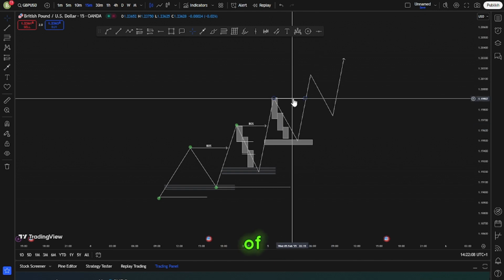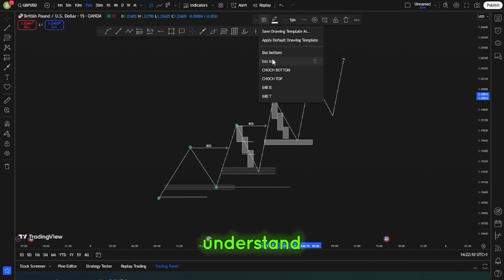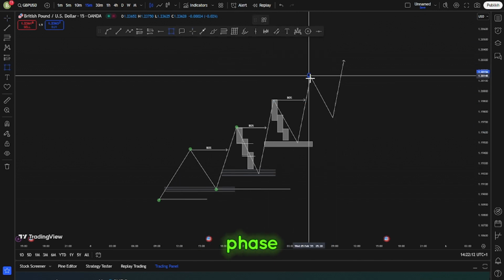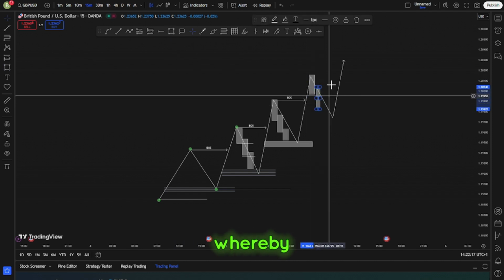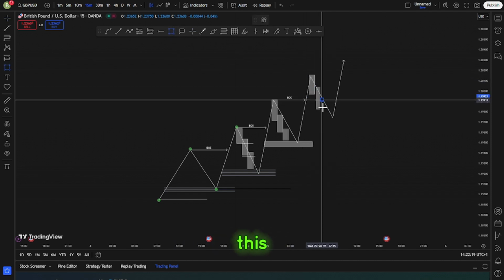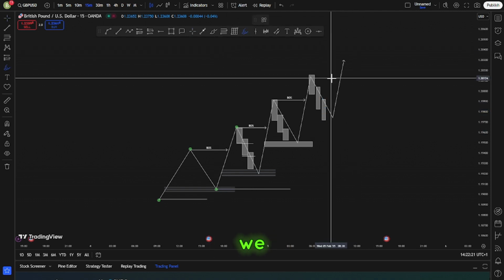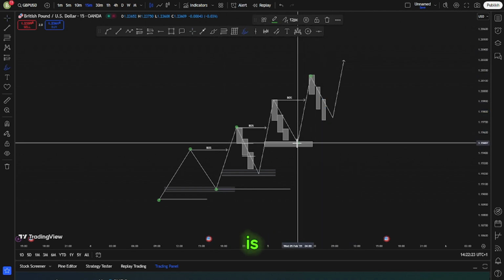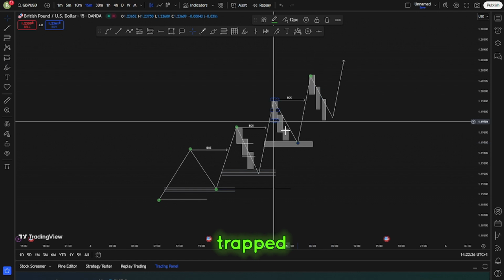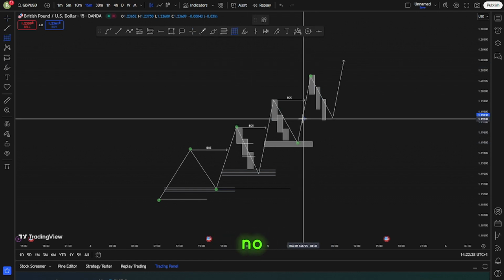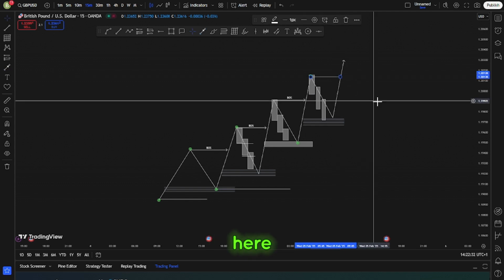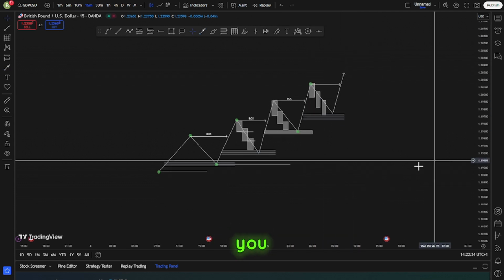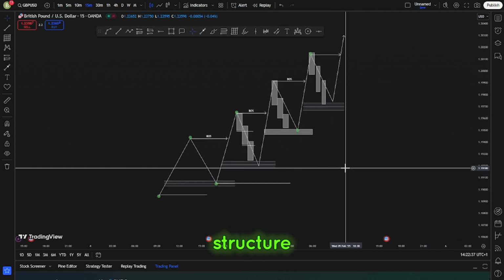And after having a break of structure, obviously what you need to understand is whether we are in a pullback phase around this point, which gives us 3 opposing candles, whereby we can confirm that this is our overall pullback, so that we can confirm that this is our high, this is our low, and then the market is trapped within this point, and it has no choice but to push to the upside and take out this previous high here. And that is how you can map out your overall structure from a buying perspective, guys.